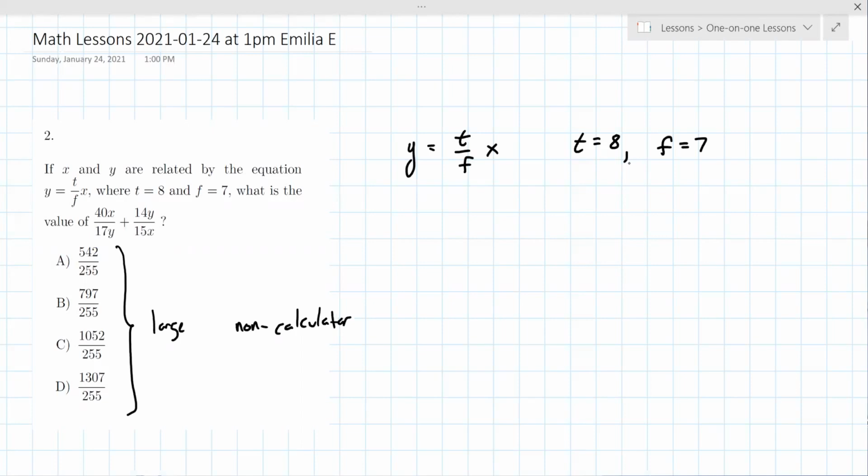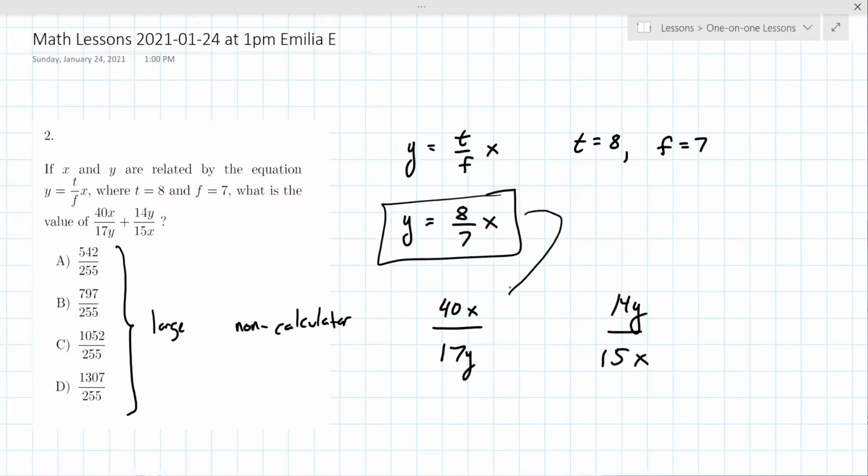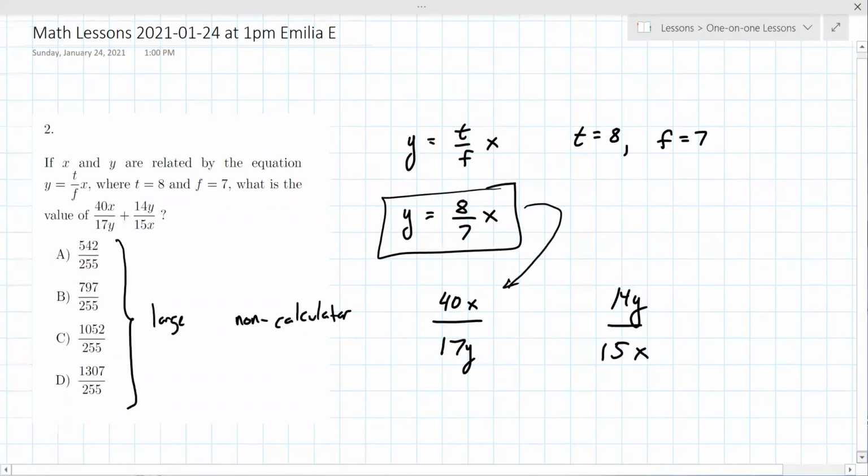Okay. I want you to see that if you substitute in these values, y equals 8 over 7 times x, and then you can sort of see, okay, I need 40x over 17y. We need something like that. And then we need 14y over 15x. We somehow have to get to that from this. This somehow has to convert into those things. So let me just scroll down here. I need a little more room here.